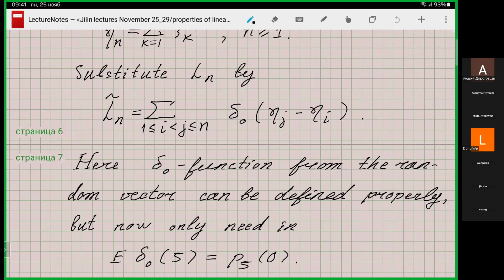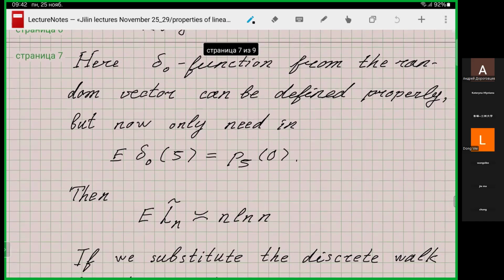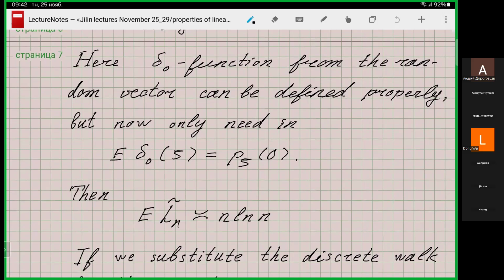When we consider the integral of a delta function with some good test function, it is exactly the value of this test function at the point zero. From this point of view, when we take the expectation, we get nothing else than the density of the difference eta j minus eta i at the point zero. So one can now easily conclude that in the planar case, the expectation of Ln tilde is like n logarithm n. It's pretty big. So one can conclude that we have a lot of self-intersection.